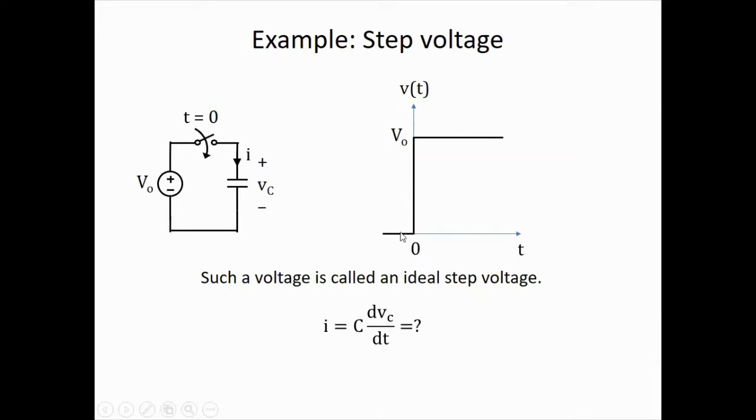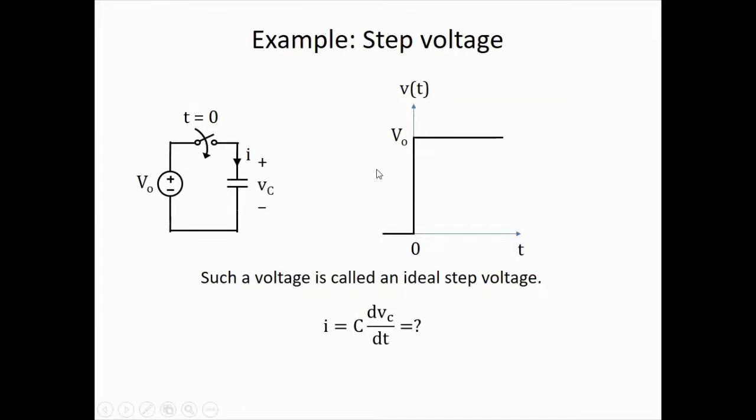So here we can see for t less than 0, the switch was open, no current was flowing. So the current was 0 for t less than 0. If you look here, the voltage across the capacitor is constant. If the voltage is constant, the current is 0. Alright, what about at t equal to 0? What is the current flowing in this circuit at t equal to 0?